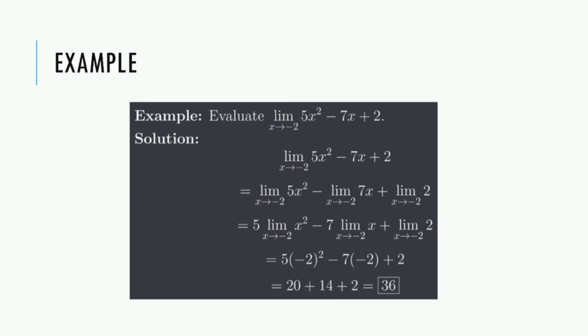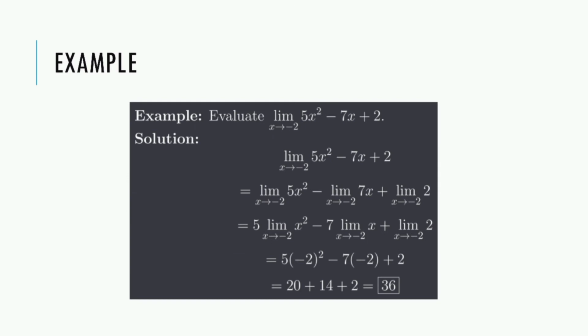So now, the limit notation is distributed among all the terms of the function. Now we'll have the limit of 5x squared as x approaches negative 2 minus the limit of 7x as x approaches negative 2 plus the limit of 2 as x approaches negative 2. Now, we can see that in the last term, the concept of the constant theorem is applied since 2 is a constant. So now we just use simple algebra to further solve the given problem.